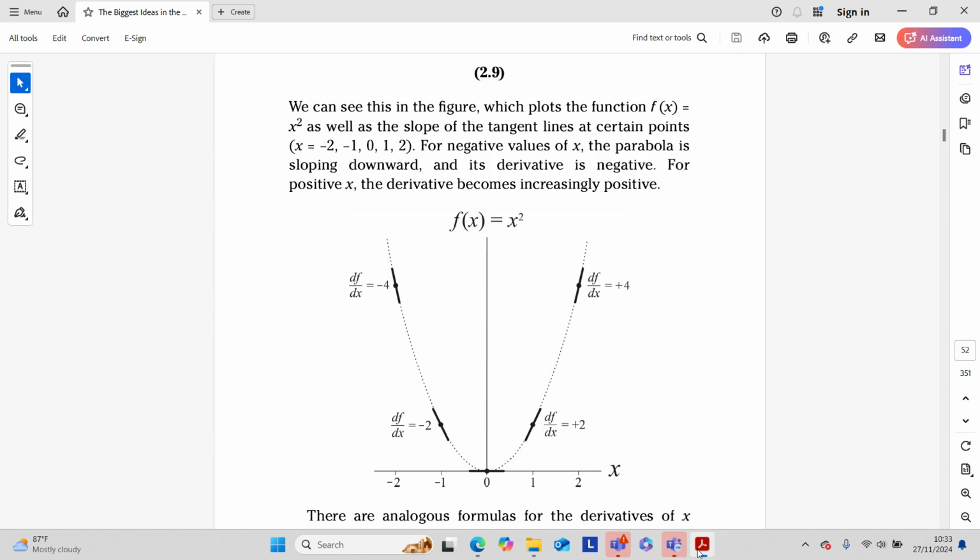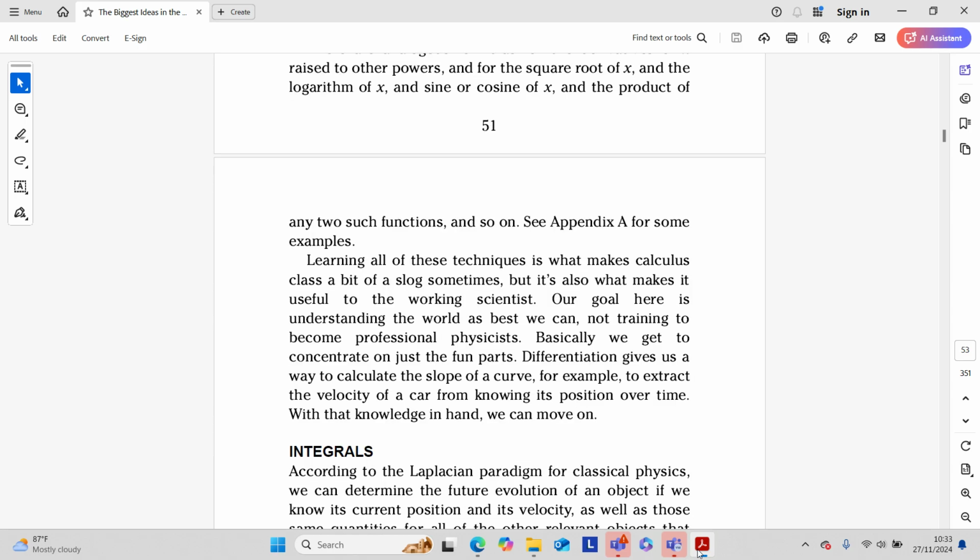There are analogous formulas for the derivatives of x raised to other powers, and for the square root of x and the logarithm of x and sine or cosine of x, and the product of any two such functions, and so on. See Appendix A for some examples. Learning all of these techniques is what makes calculus class a bit of a slog sometimes, but it's also what makes it useful to the working scientist. Our goal here is understanding the world as best we can, not training to become professional physicists. Basically, we get to concentrate on just the fun part.